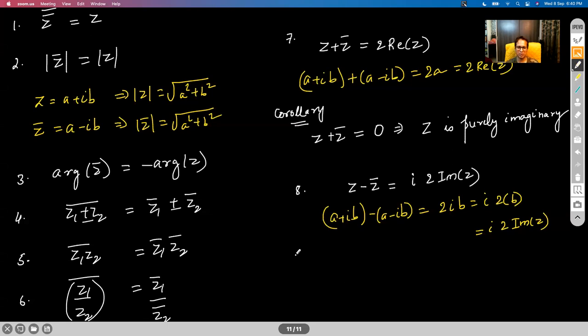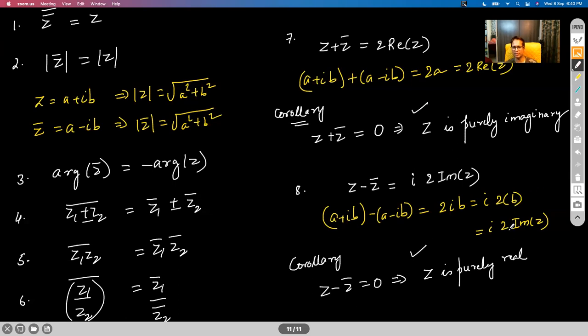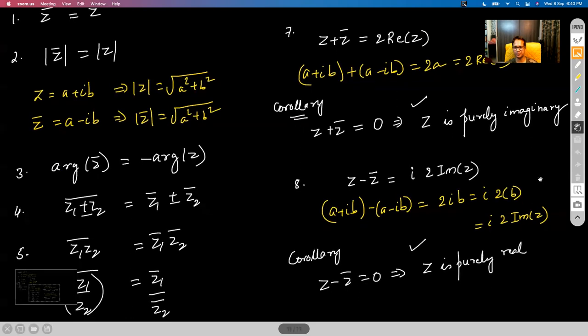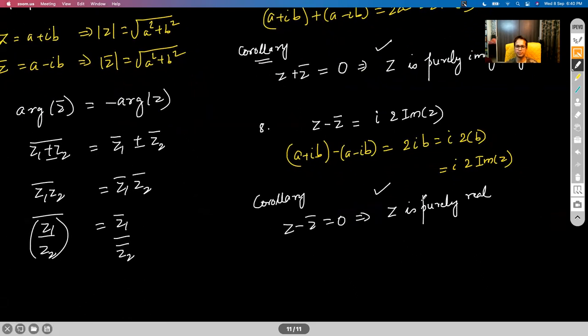So a corollary also comes up here: if Z minus Z conjugate is zero, that means Z is equal to Z conjugate. That means the complex number is purely real. These two inferences that we have drawn from it are very, very useful in solving many questions. Please make a note of this.